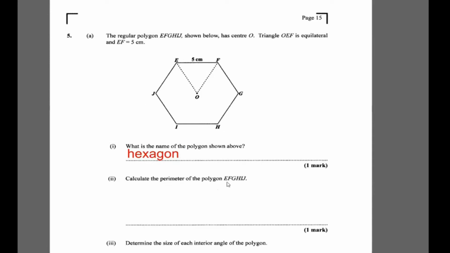Now it says calculate the perimeter of EFGHIJ. Since it has 6 sides, the perimeter is going to be 5, and this side is also 5, this side is also 5, and so on, because they have equal lengths. So 5 plus 5 is 10, plus 5 is 15, plus 5 is 20, plus 5 is 25, plus 5 is 30. And so the perimeter is 30 centimeters.